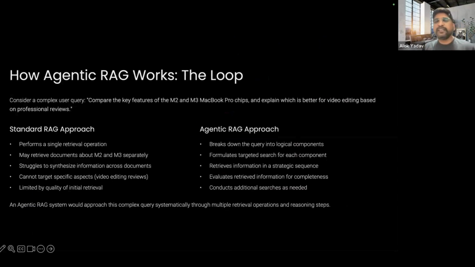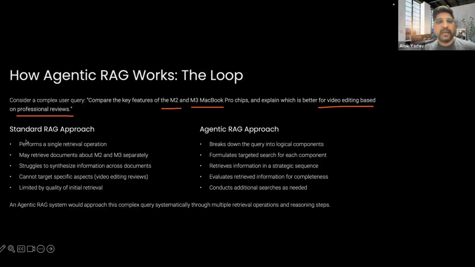Okay, so how does an agent work? Like how does this RAG work in the loop? Now think about it, if you're using these MacBooks, you want to compare some features of these chips. Let's say you're comparing M2 with M3 or maybe M4 Pro chips, and then you want to understand which one is better for video editing, for professional review. So we want to compare the key features of these two different machines, M2 and M3 Pro version, and then we want to see which one is better.